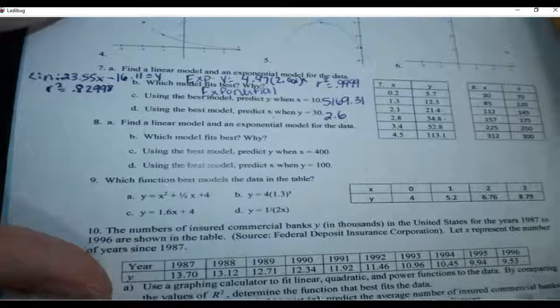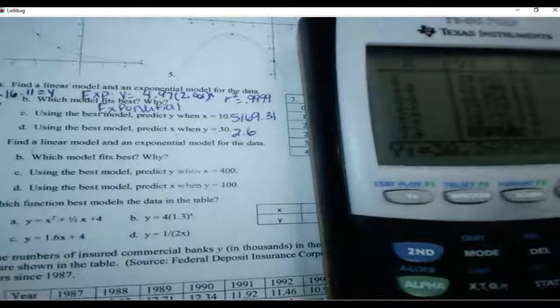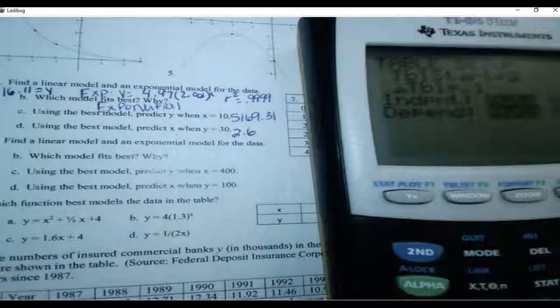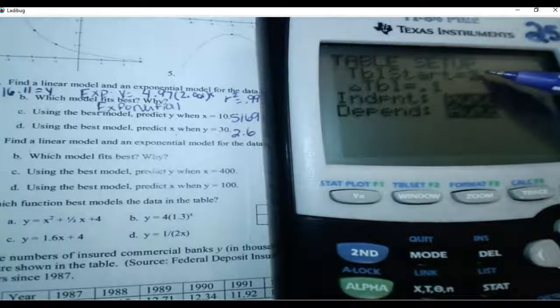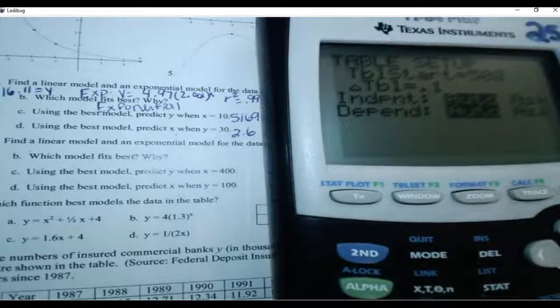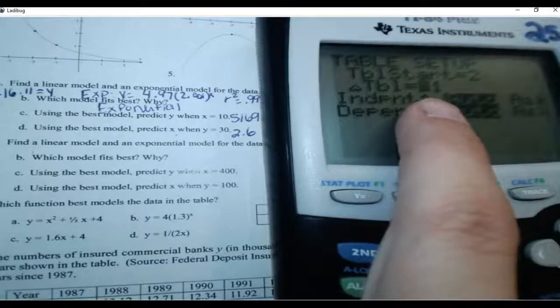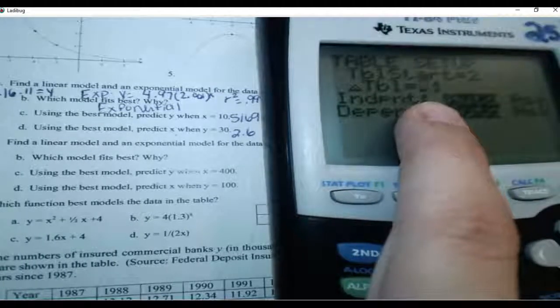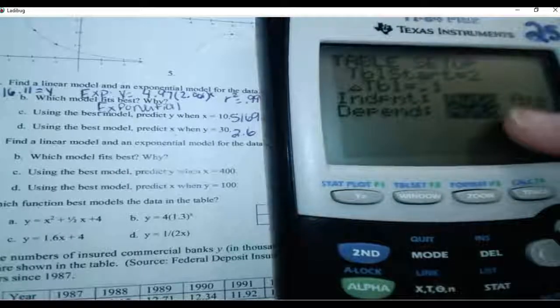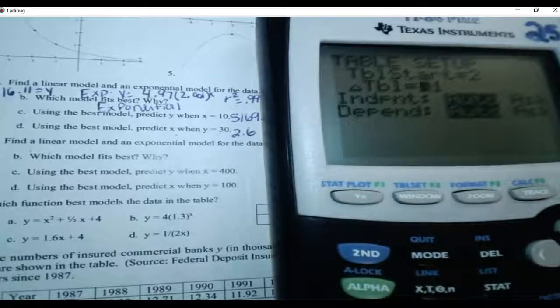Okay. And again, to change your table, you hit second window. The table start, that's what you want to see. So let's say you wanted to know when X was 500. You would just type in 500 or whatever you're looking for. And then this little triangle table, that's what it's going up by each time. That's your interval. So if you make it 0.1, don't change your independent and dependent, but you can change those two things. Any questions on this one?